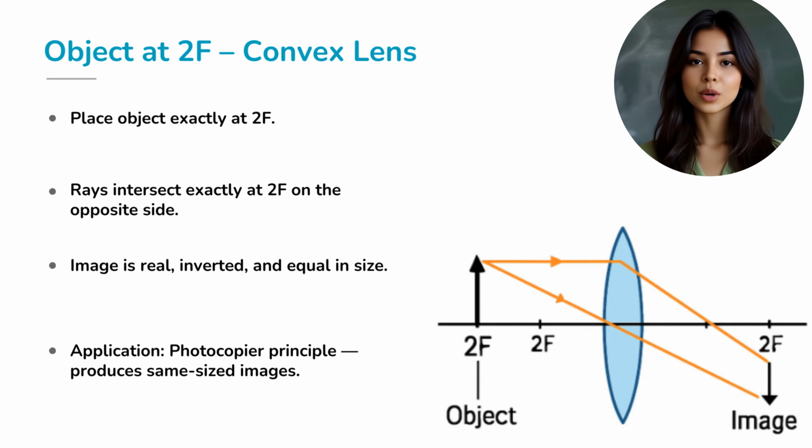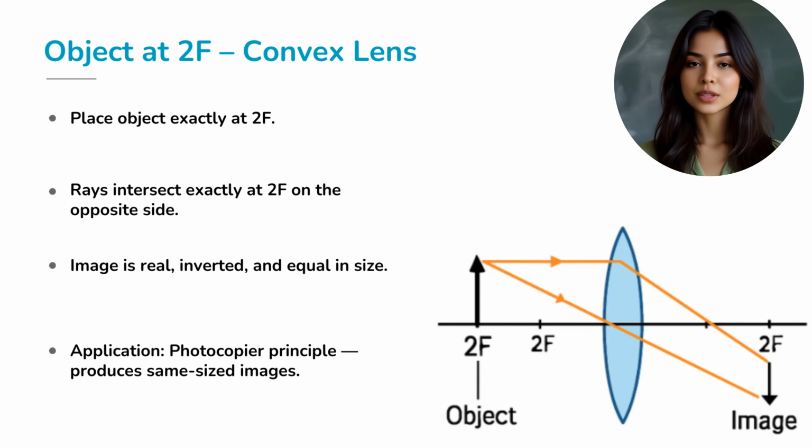Let's check the image properties. The image is real because the rays actually meet. It is inverted because once again the lens flips it upside down. And most importantly, it is equal in size to the object, neither magnified nor diminished.